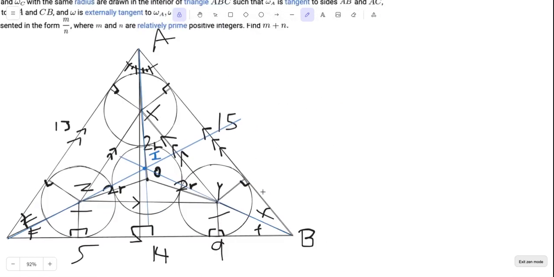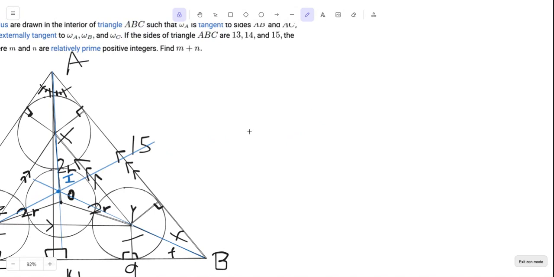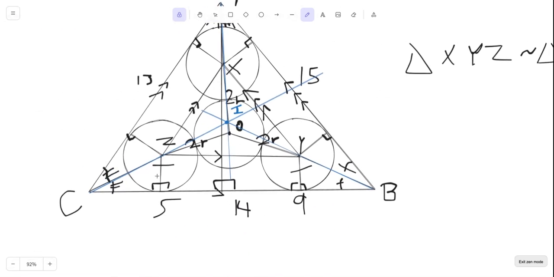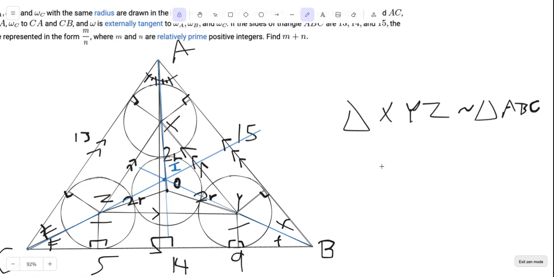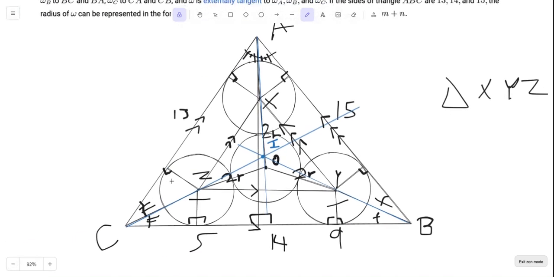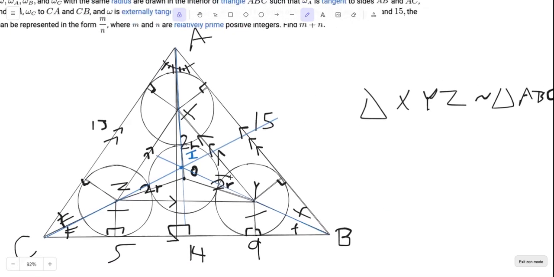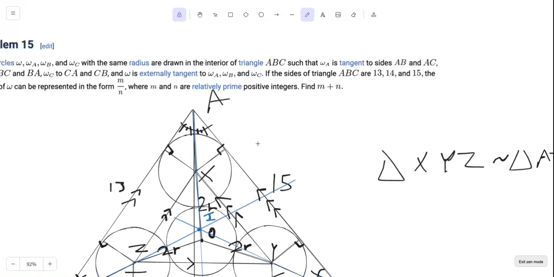Okay, that means we must have, and this would be a key observation, that triangle XYZ is similar to triangle ABC. Okay, so since it's similar, we can find some ratio of similarity and then equate it. If we have the circumradius and a ratio, then we can find 2R and therefore the radius.